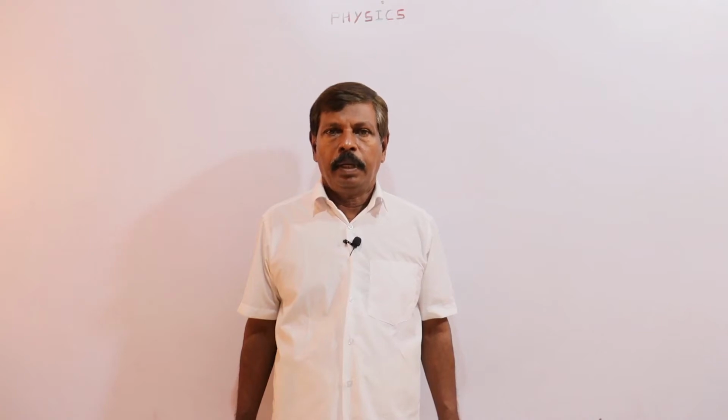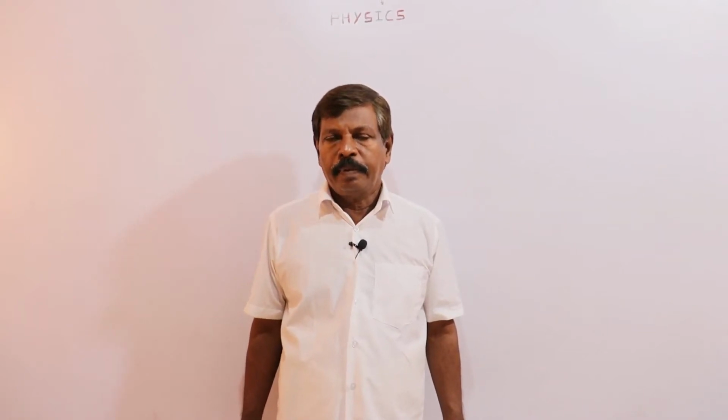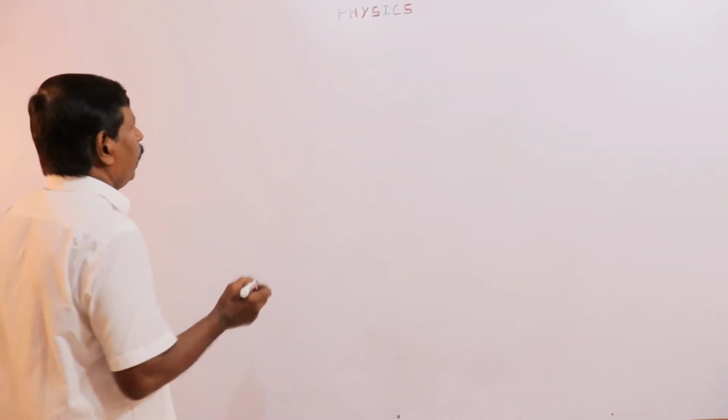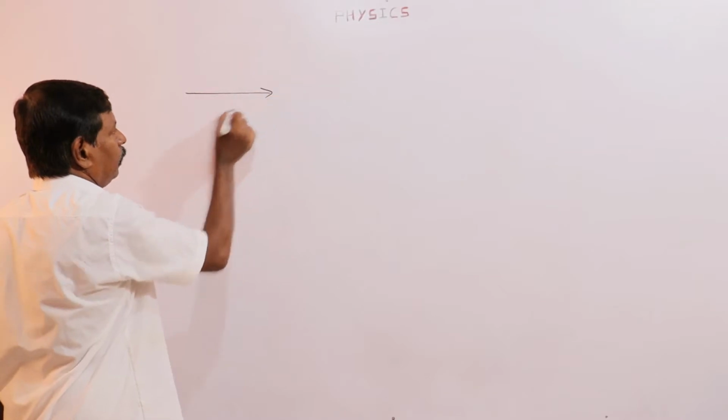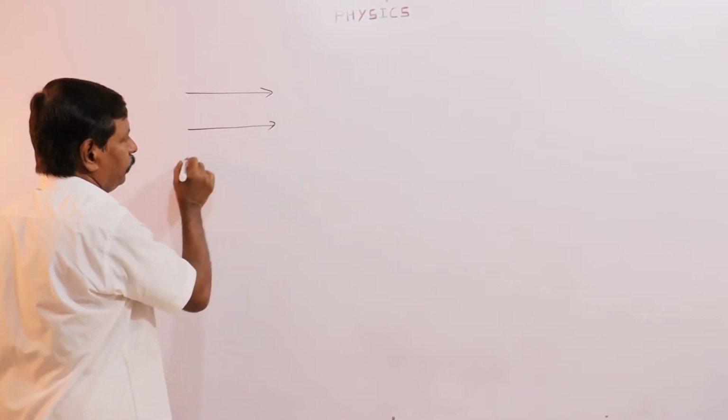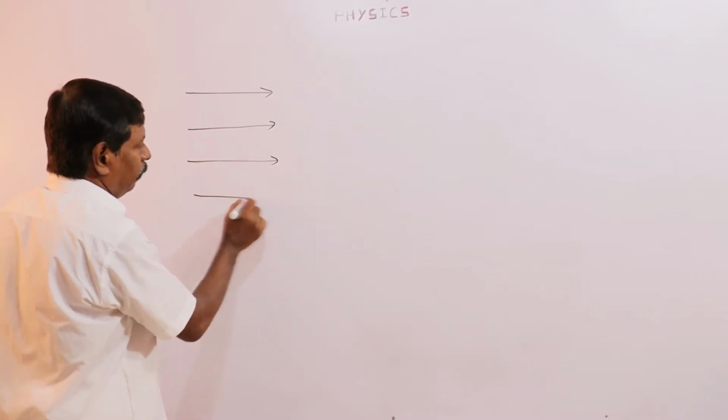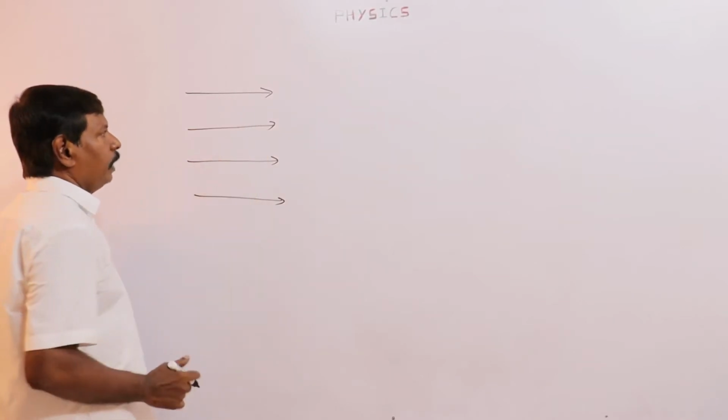In this video we will see the experience of an electric dipole in a uniform electric field. There is another method to calculate the torque, which we will see now. A uniform electric field means the electric lines of force are equally spaced and point in the same direction. This is known as a uniform electric field.